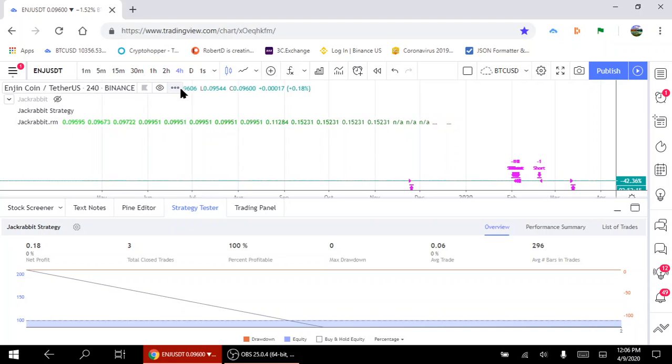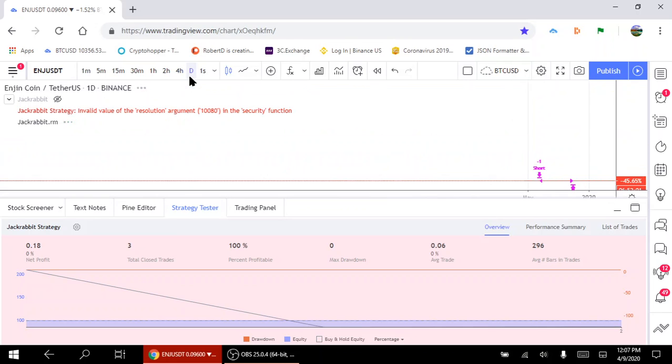Now, each candlestick is 4 hours, so 5,000 for 20,000 hours. You can figure out how long that actually is for the analysis, but it's pretty long. Of course, the daily chart, well, it breaks because there's just no history. And it tells you here, you've exceeded the argument for resolution.